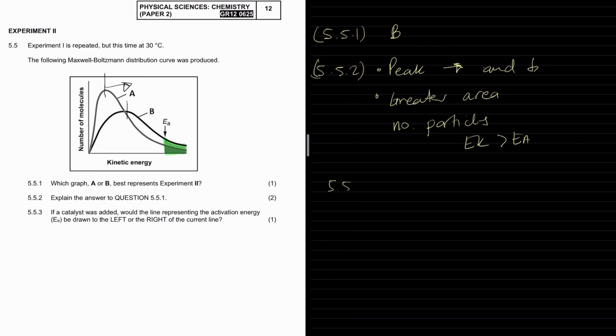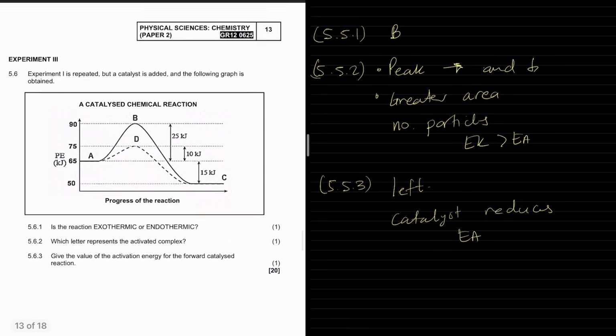And then 5.5.3, if a catalyst is added, would the line move to the left or right? So it's going to move to the left. And why? Because a catalyst reduces the activation energy. Though they didn't ask us to explain it, we just did.